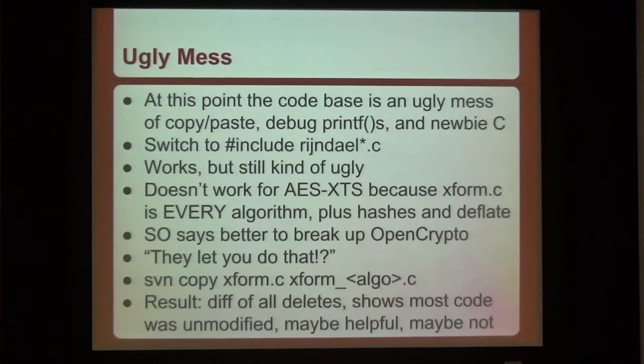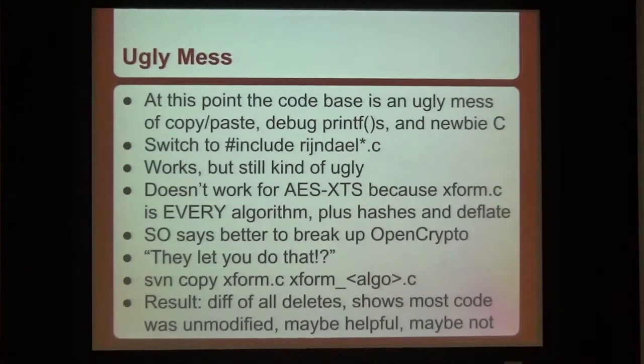So, yeah, at that point, instead of copying and pasting the code from the kernel, I switched to trying to include it, but it was still pretty ugly. And the main one was xform.c, which was pretty messy because it was too big to just include the whole thing. So when I put this up for review, and it was reviewed by the FreeBSD security officer, they're like, well, if it'll make it better, maybe actually breaking that xform.c in OpenCrypto up into separate files for each algorithm wouldn't be a terrible idea. So they let me do that.